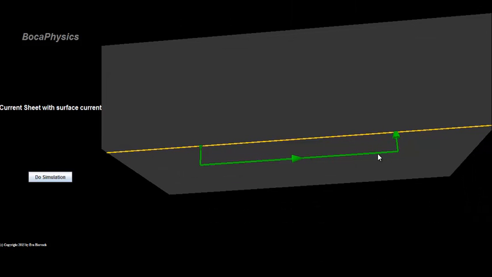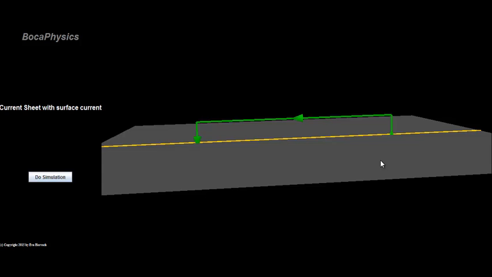The remarkable feature is that the magnetic field has the same magnitude regardless of the distance away from the sheet. This is analogous to the situation in electrostatics, where the electric field had the same constant value of sigma over 2 epsilon naught at all points above or below a charged sheet.